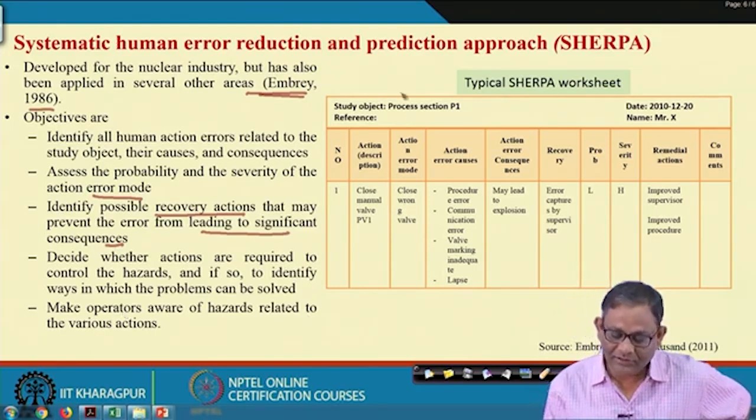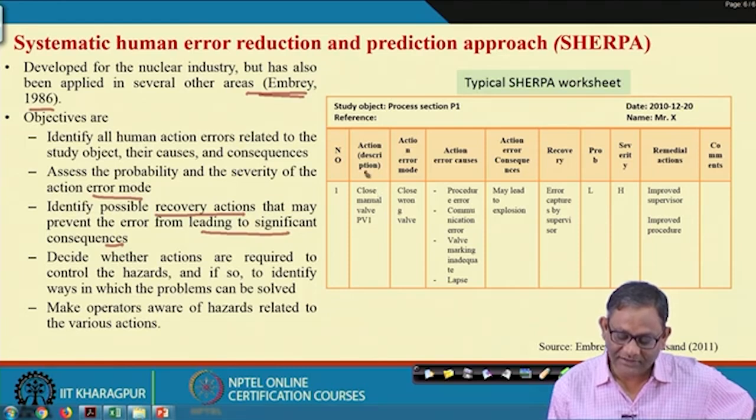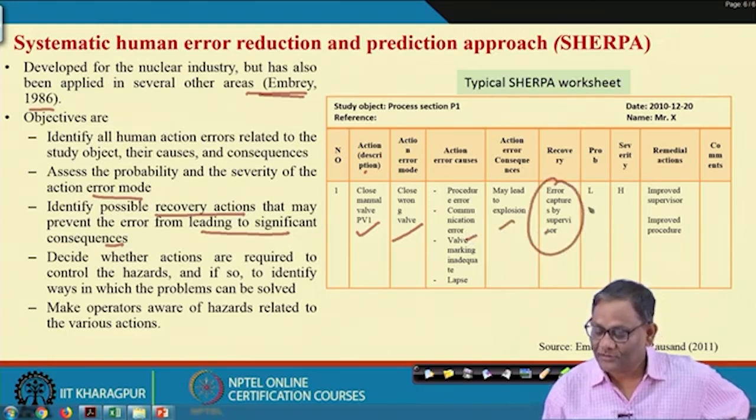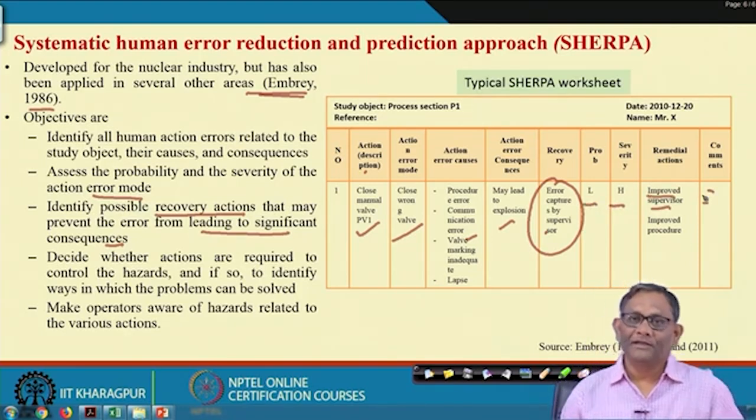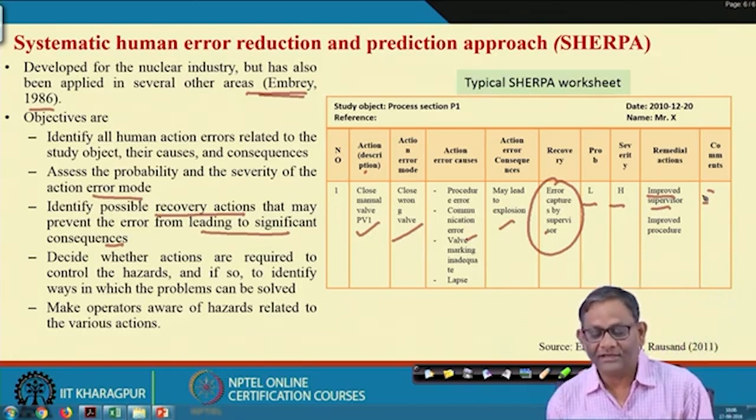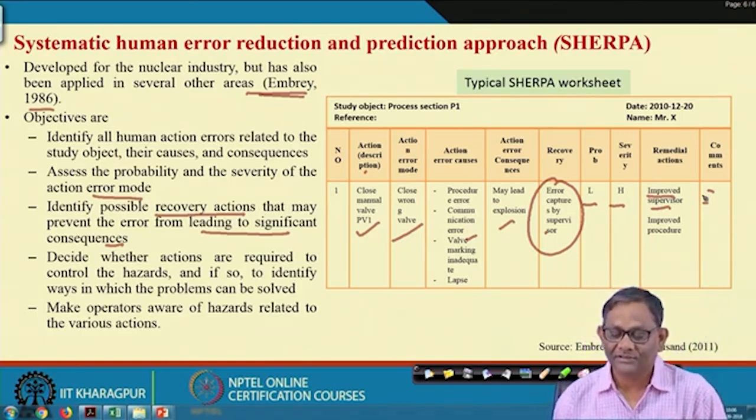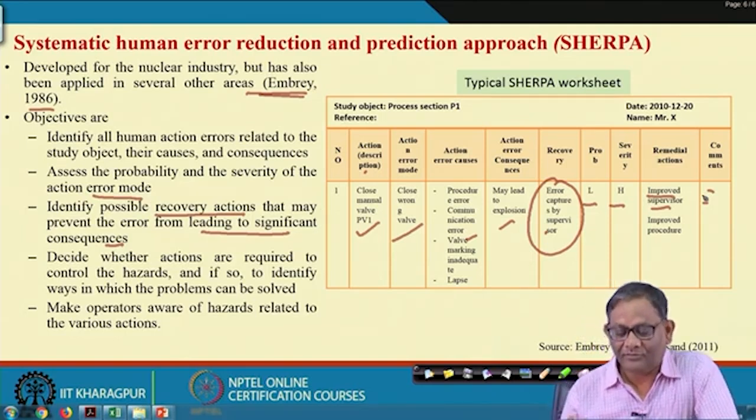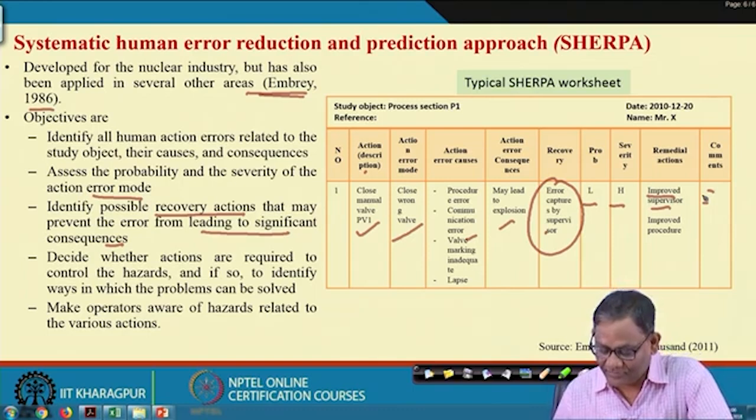Now, the typical worksheet will be like this. First is action description, then what is the error, what are the causes, what are the consequences, whether recovery is possible or not, probability, severity, actions, and then comments. Okay. Let us see what the different error types used in SHERPA are, and we'll also show you one case study that we have done using the SHERPA technique. But we will not describe everything about the case. Whatever is needed for today's topic, human error identification, that part we will describe now.